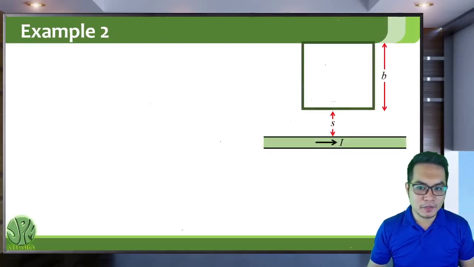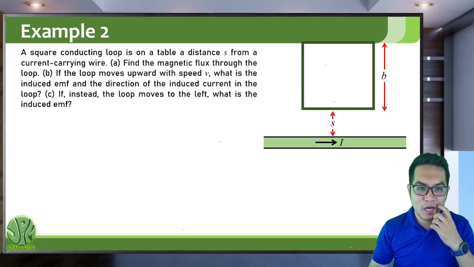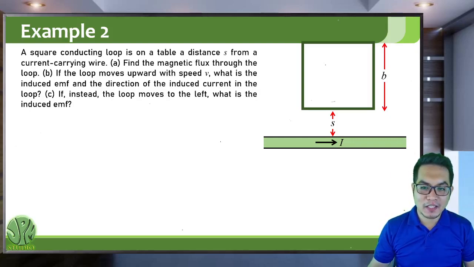Okay, another example. In this example, we have a square conducting loop on a table, a distance s from a current carrying wire. This is our current carrying wire. Find the magnetic flux through the loop. If the loop moves upward with speed v, what is the induced EMF and the direction of the induced current in the loop? If instead the loop moves to the left, what is the induced EMF?